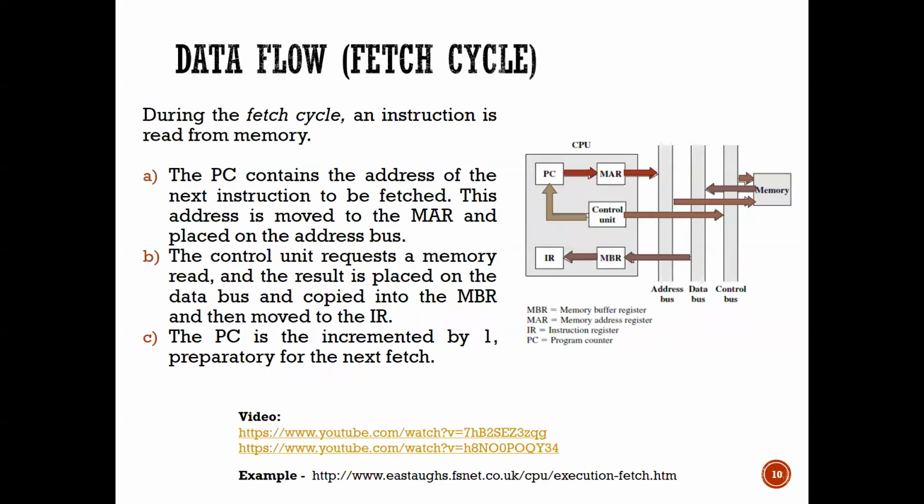Data flow, fetch cycle. During the fetch cycle, an instruction is read from memory. The PC contains the address of the next instruction to be fetched. This address is moved to the MAR and placed on the address bus. The control unit requests a memory read, and the result is placed on the data bus, copied into the MBR, and then moved to the IR. The PC is incremented by 1 in preparation for the next fetch.